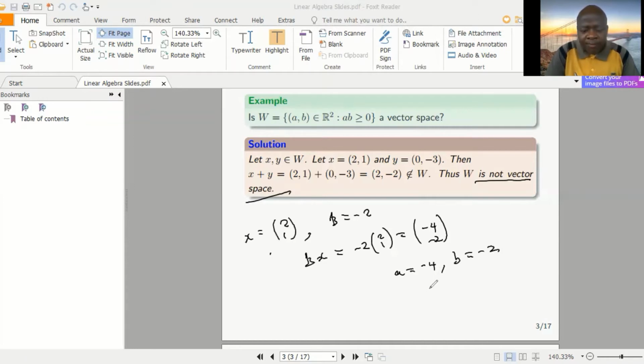What about the product? The product of A and B would be 8, which is greater than or equal to 0. So that means this third condition would be satisfied. But we needed just one to show that it's not a vector space. We already showed that it's not a vector space. That was enough. Supposing the second property had been satisfied, we would have proceeded to show the third property, and if the third property and the second property and the first one were all satisfied, then we would declare it a vector space. But this one is not a vector space, and we've already seen that.